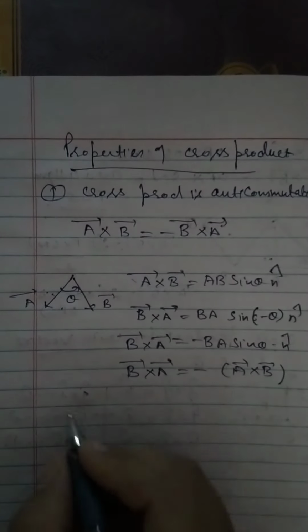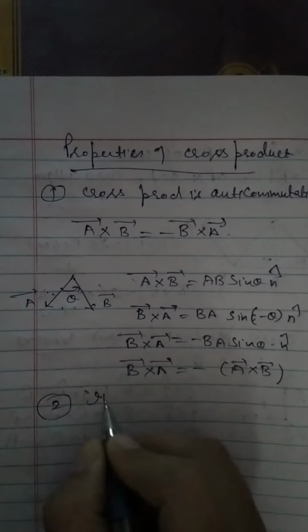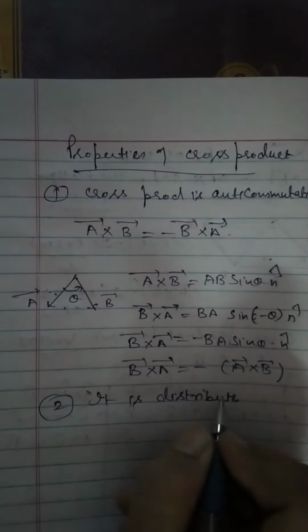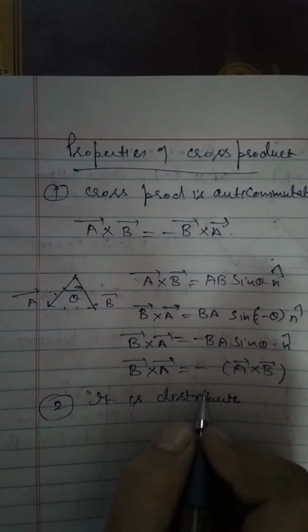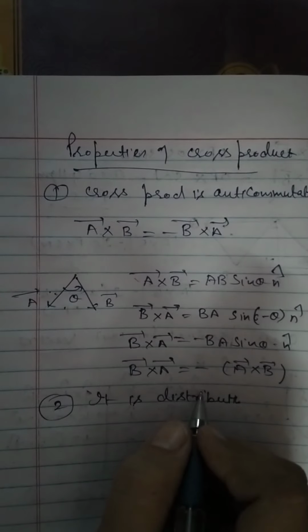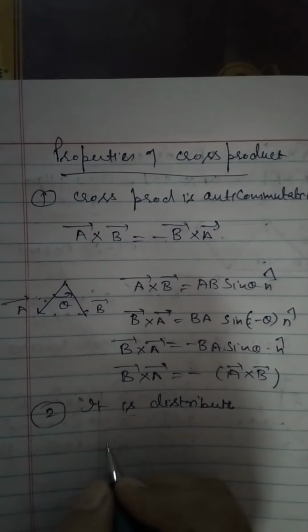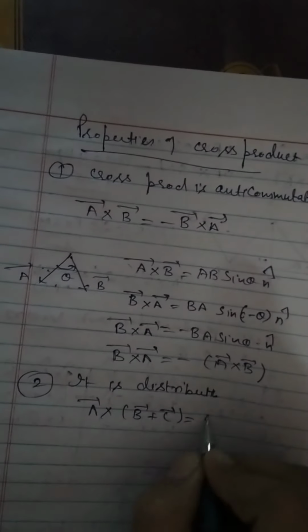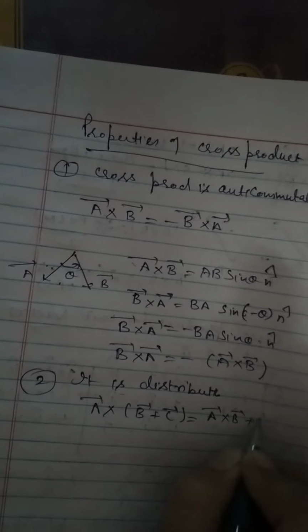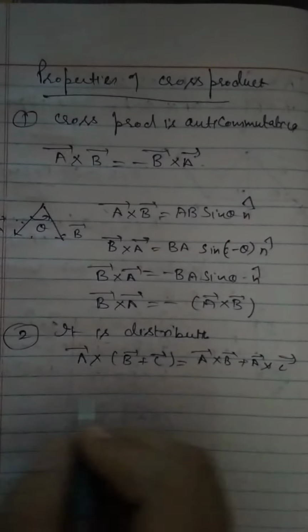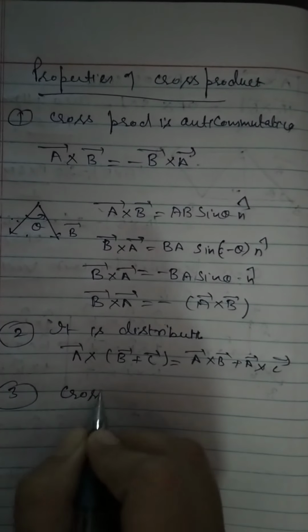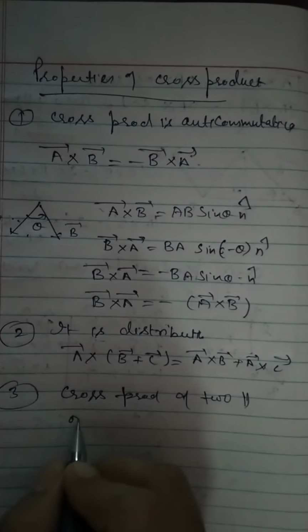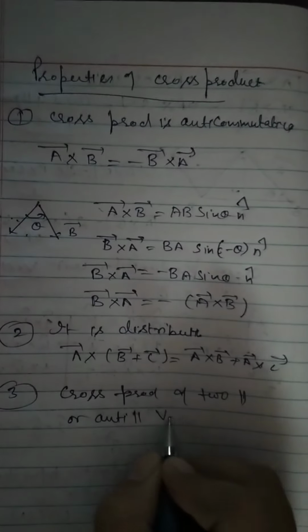So it is anti-commutative. Second is it is distributive. In this distributive property, we can say this is A cross B plus C. Here you have to see the order. This is A cross B plus A cross C. ये आएगा. Third, cross product of two parallel or anti-parallel vectors is 0.